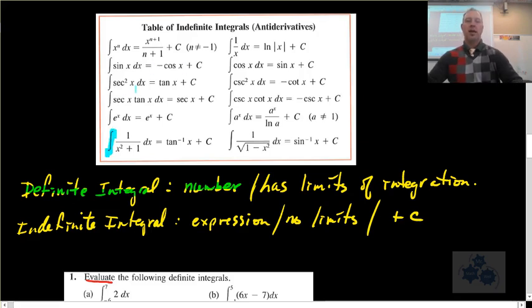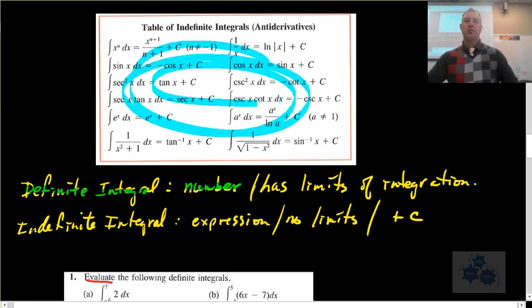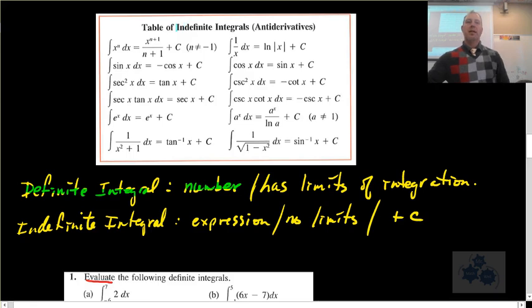So clearly this table above that I'm showing you right here, this one that I'm circling, is a table of indefinite integrals. There are no limits of integration, and basically it's the same as antiderivatives. A definite integral would have limits of integration, and it would be an actual number value that you would get. The indefinite integral, as I mentioned before, is an expression. There are no limits of integration attached to the integral sign. And you do have to remember plus c. So this is a table of indefinite integrals.